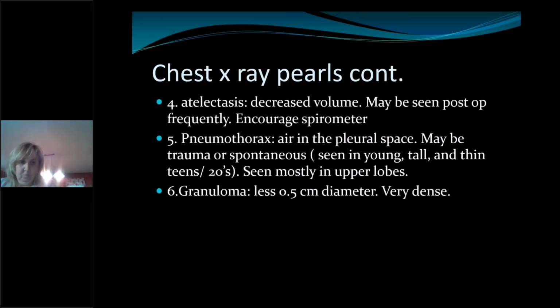More typically are spontaneous pneumos. These are seen in young, thin males. Think about these tall, thin basketball players. Most of the time, it's mid to late teens up to very early 20s, and they're spontaneous. And they don't come in with tracheal deviation and saturations in the 80s and all this kind of stuff.